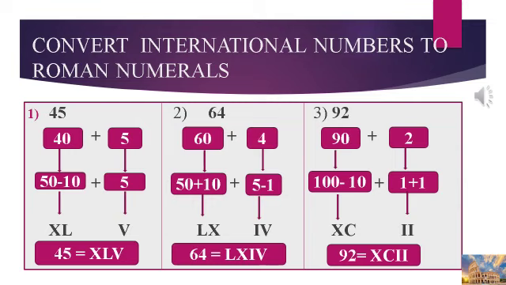LXIV. In the third example, 92 can be expanded as 90 plus 2. 90 can be written as 100 minus 10, that is XC. And 2 can be written as 1 plus 1, that is II. Therefore, 92 can be written as XCII.